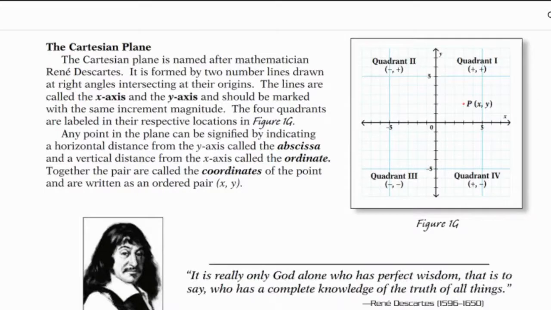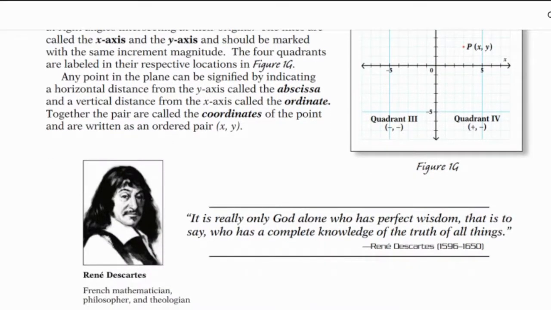Okay? All right, the next section in your book there is the section on the Cartesian plane. Now, let me switch over there to the book real quick. So the Cartesian plane was really developed by a French mathematician, scientist, René Descartes. And one thing that you will not find in most textbooks, you just won't, is the fact that René Descartes was, if not a Christian, a believer in God. Look at what he says. It is really only God alone who has perfect wisdom. That is to say, who has complete knowledge of the truth of all things.